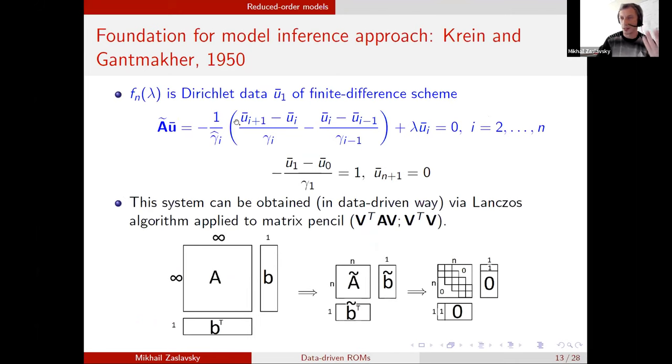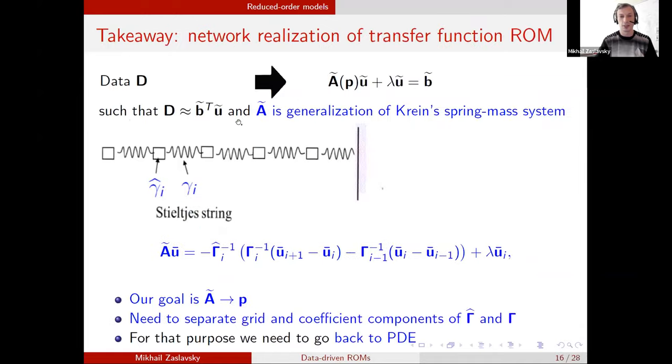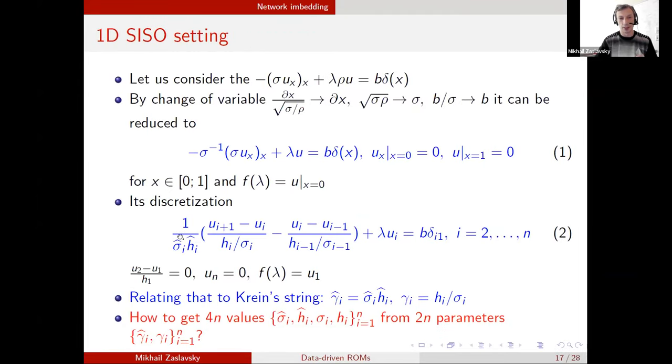Pretty similar form, right? So the only difference is this one is denoted as gamma I hat, and this one here is denoted as gamma I. These are parameters of the Krein strings, right? Directly from the data, we can get these parameters gamma I and gamma I hat. But that's two n parameters, if we have a reduced order model of size n.